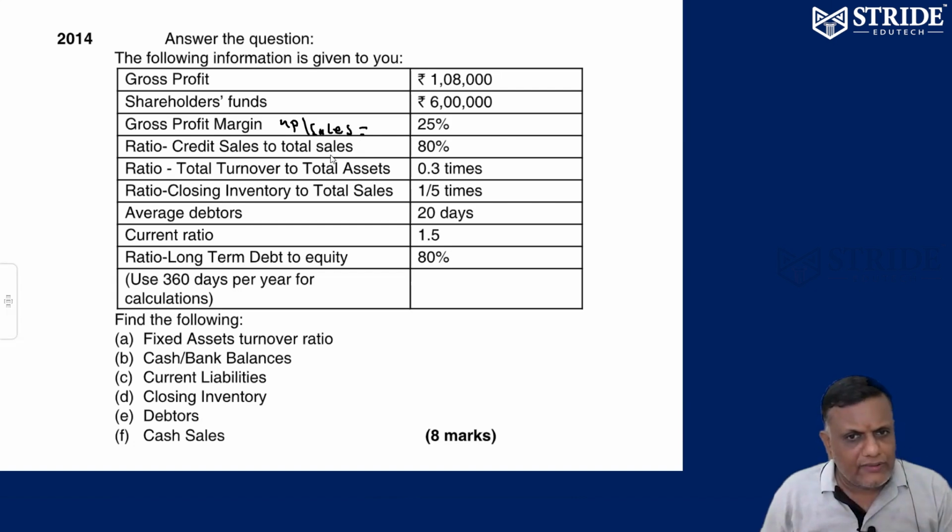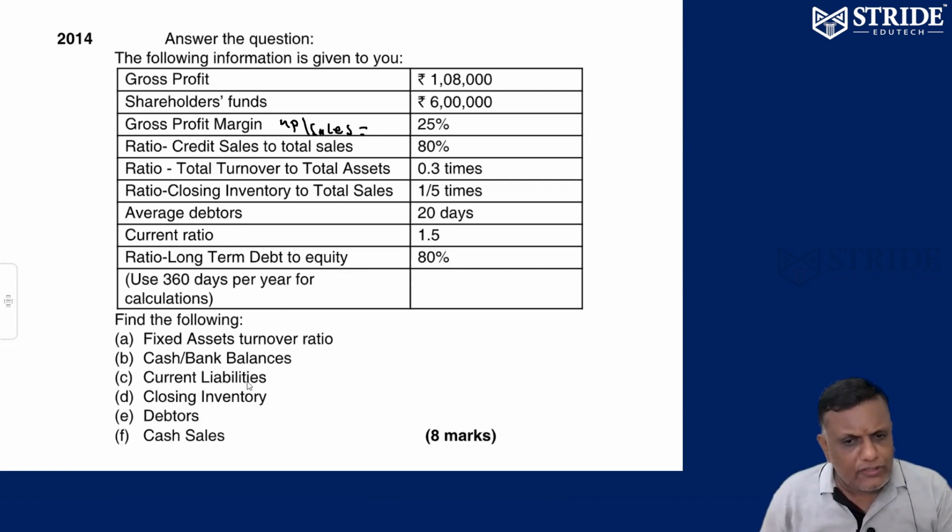Credit sale by total sale ratio 80%. Out of total sale, 80% is going to be credit sale. Balance 20% is going to be cash sales. Total turnover to total assets is going to be 0.3 times. Closing stock to total sales 1 by 5 times. Average debtors collection period is going to be 20 days, every 20 days we are getting payment from the debtors. Current ratio 1.5. Long-term debt to equity 80%. Consider 1 year is equal to 360 days.